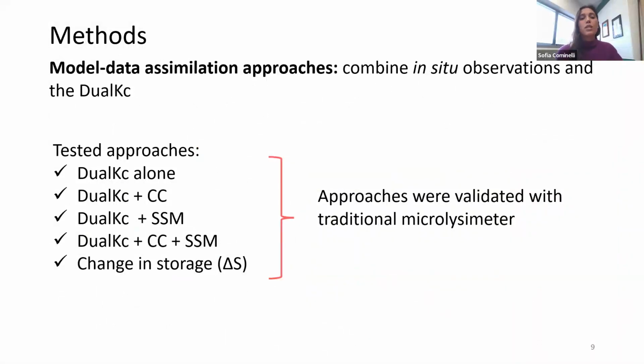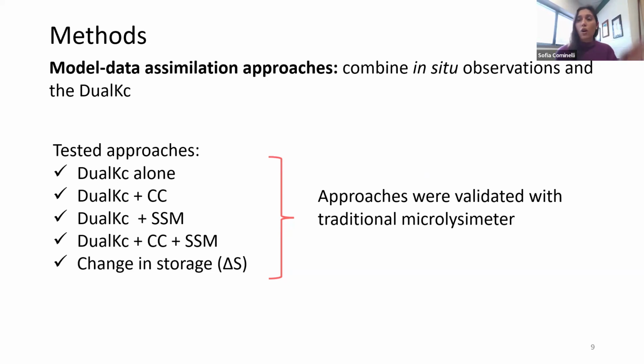So across this study, we test 5 different approaches in order to predict soil evaporation. The first approach is the model alone, the dual crop coefficient alone using tabulated parameters. The second approach is a dual crop coefficient assimilating the canopy cover, how much energy we have. The third approach is a dual crop coefficient assimilating surface soil moisture. The fourth approach is a dual crop coefficient assimilating the canopy cover as well as the surface soil moisture. And the last approach is the one that I mentioned that is going to be equal to the changing storage, the difference between 2 consecutive observations of surface soil moisture.